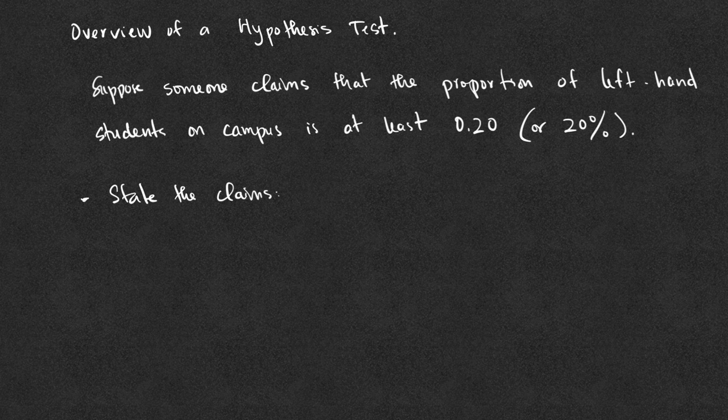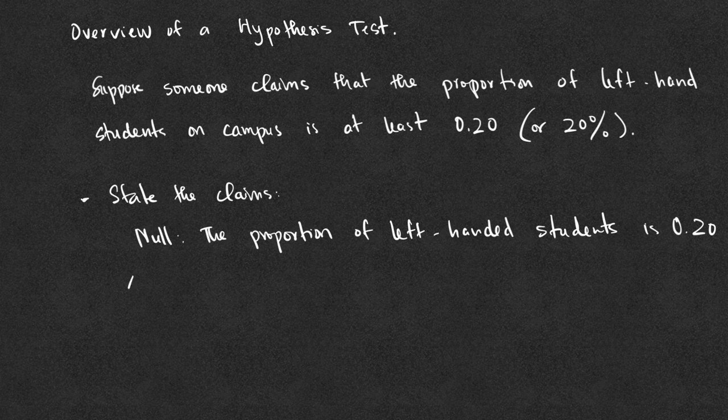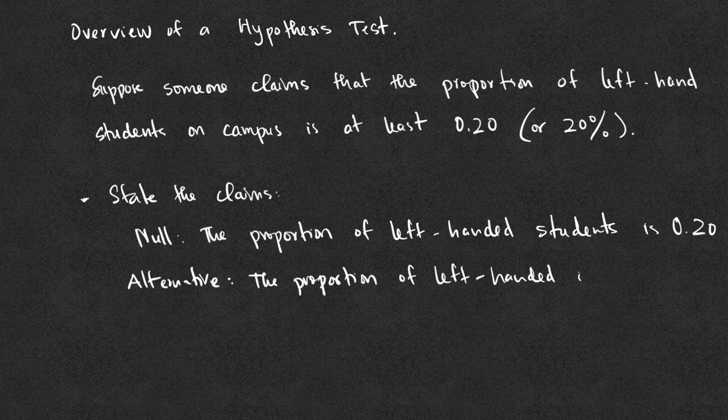The hypothesis test is the test against the null hypothesis. The null hypothesis, or the null claim, is the statement of indifference, and so whether they mention at least or at most, the null is always equals. So this is 20%. The alternative is the proportion of left-handed is less than 20%. Don't worry about how we get to this statement, less than. We will go in depth further.